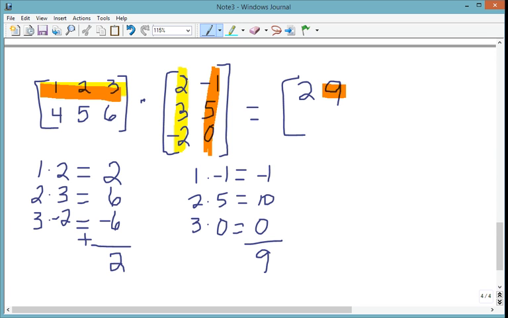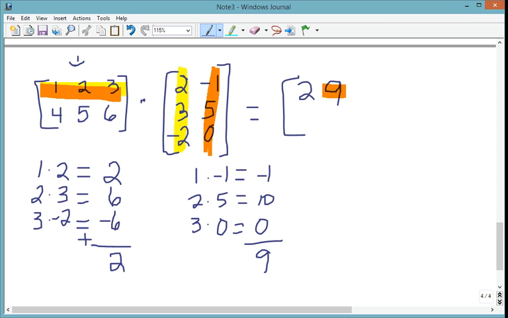Okay, so remember I was getting a 2 by 2, and that's all that I have left on the first row, because even though my first row in the first one here was 3 across, I only have 2 columns to multiply it by. So I only get 2 columns in my answer.